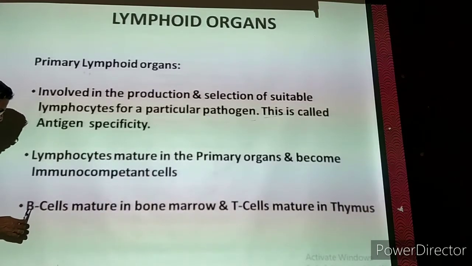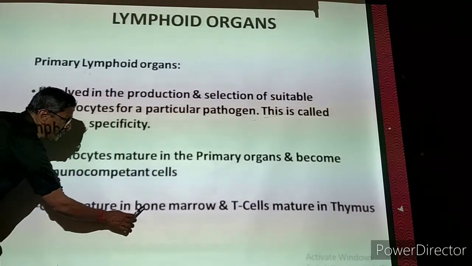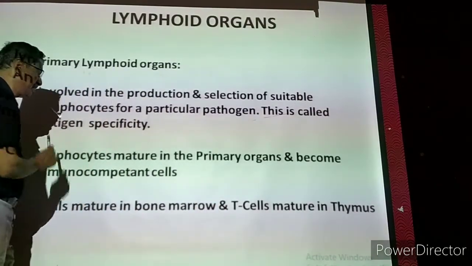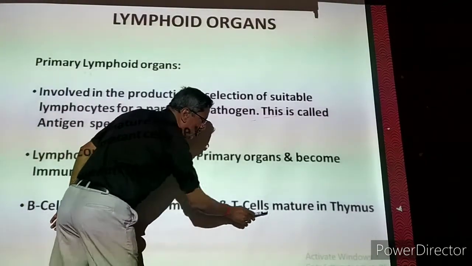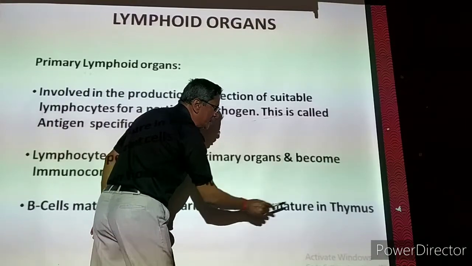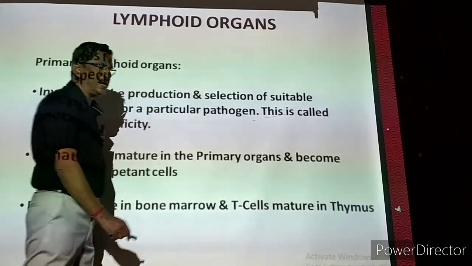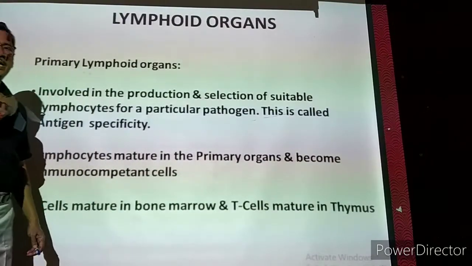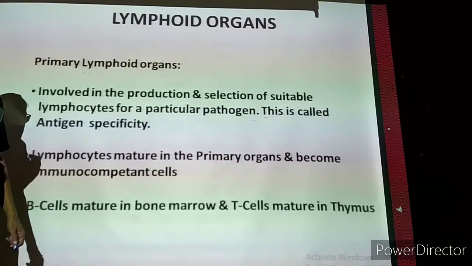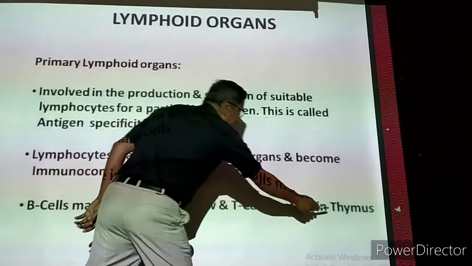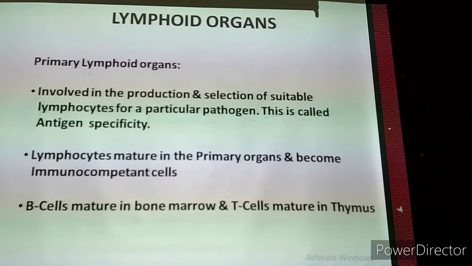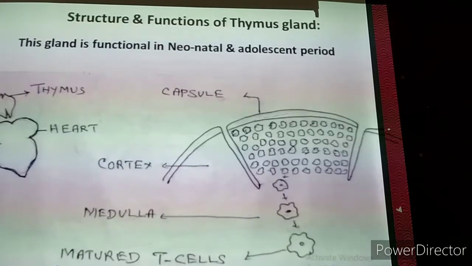So B cells mature in the bone marrow. T cells, T lymphocytes, shortly we call them T cells, mature in the thymus gland. The thymus gland, as I said just before, is present in the chest, a little above the heart. So in the thymus gland, the T cells will be maturing. That is the details about the primary lymphoid organs.